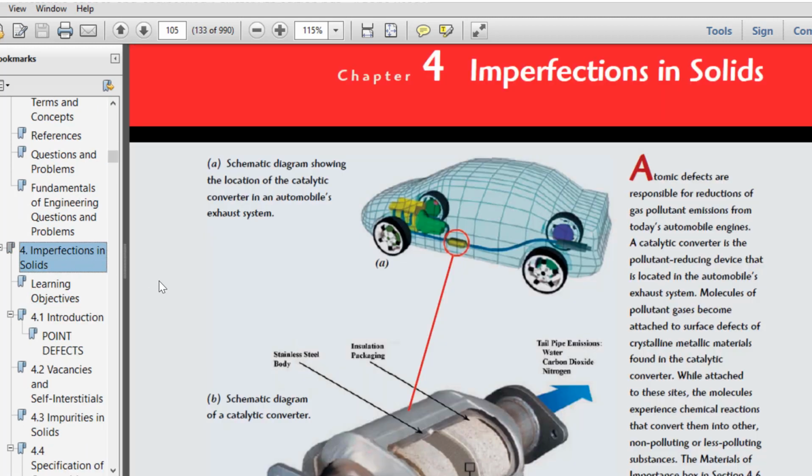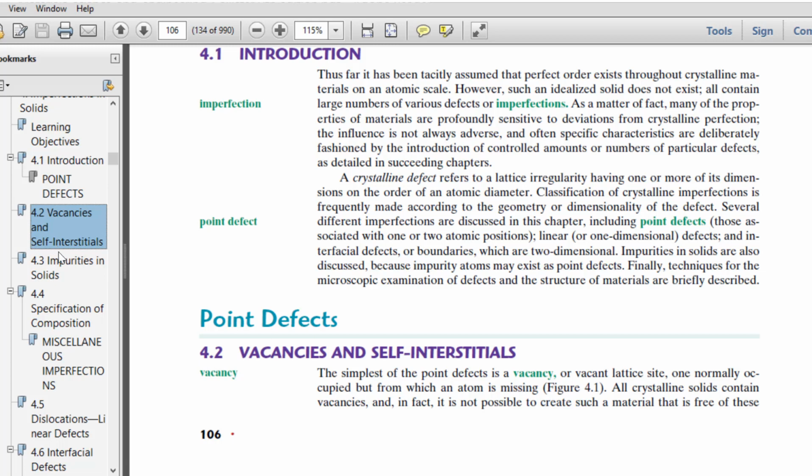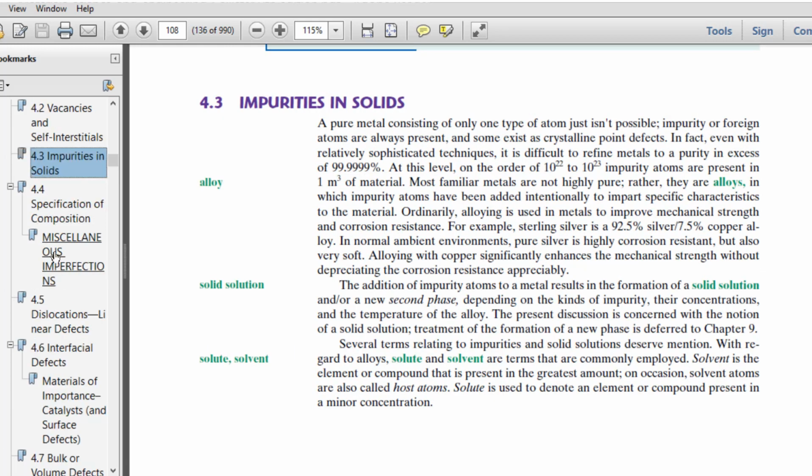Then chapter 4, imperfection in solids. Imperfection in solids talks about the defects. What are the defects? What are line defects, point defects, surface defects? Okay. First is the point defects, like vacancies, interstitial. What are the impurities, solid solution?